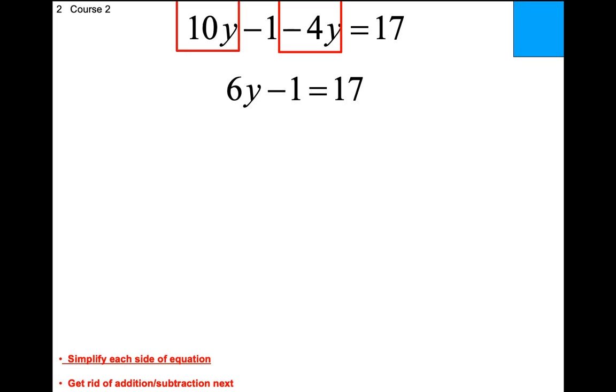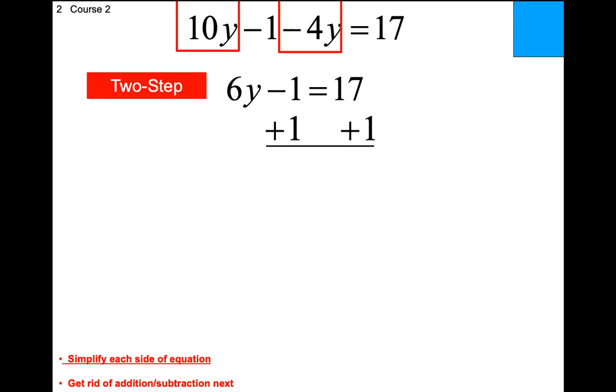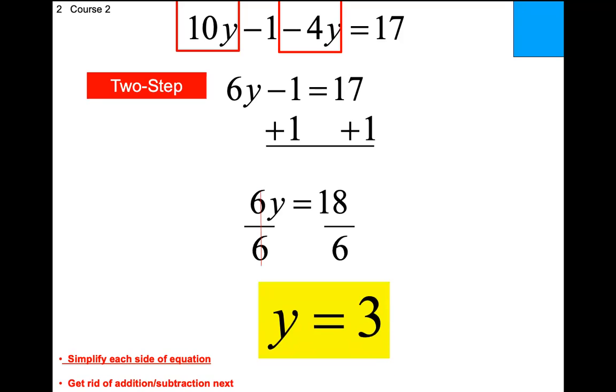I agree, but I didn't show you this on day one because it wasn't easy on day one. It's easy now because you've done lots of two-steps. What are we doing to both sides? Add 1. That gives me an 18. Therefore, y equals 3. We divide both sides by 6. Stop me if I'm losing somebody, if I'm going too fast.